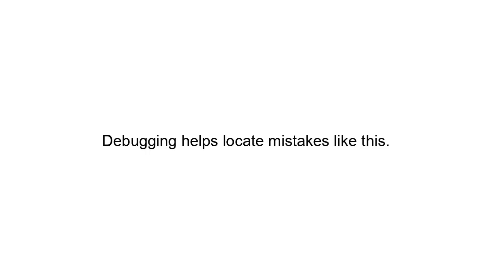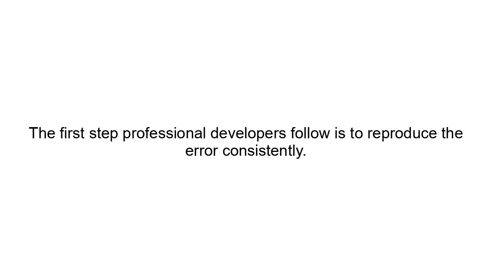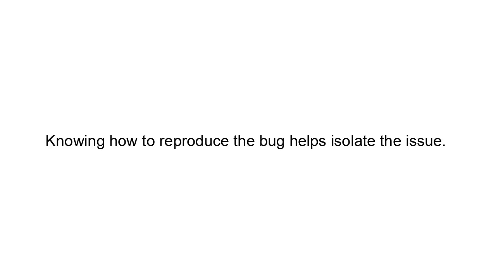Step 1. Reproduce the problem. The first step professional developers follow is to reproduce the error consistently. Ask questions such as, what input caused the error? When does the error occur? Can the error be repeated? Example, ZeroDivisionError, division by 0. Knowing how to reproduce the bug helps isolate the issue.